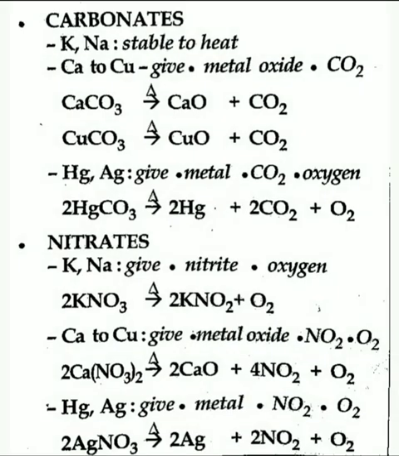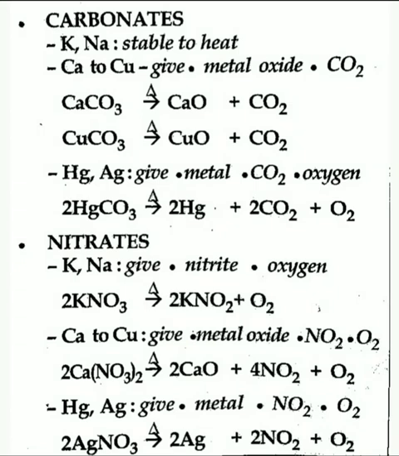See here, carbonates. Potassium and sodium are very highly reactive elements, so they are stable when heat is applied. But from calcium to copper, when heat is applied, the carbonates produce what? Metallic oxide plus carbon dioxide. Remember one more thing: when a carbonate is there, it must produce carbon dioxide gas. So from calcium to copper, they produce metallic oxide plus carbon dioxide gas.